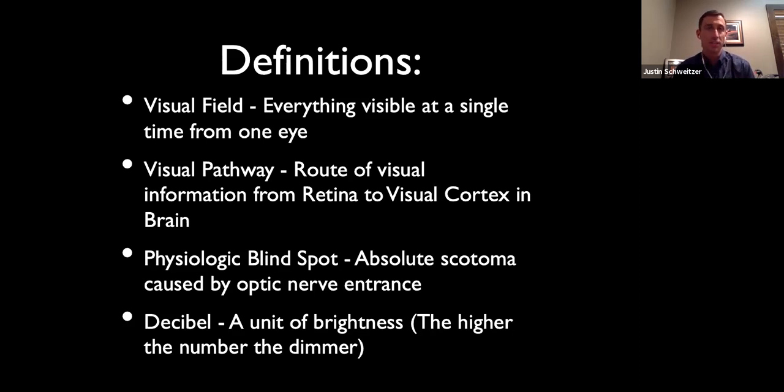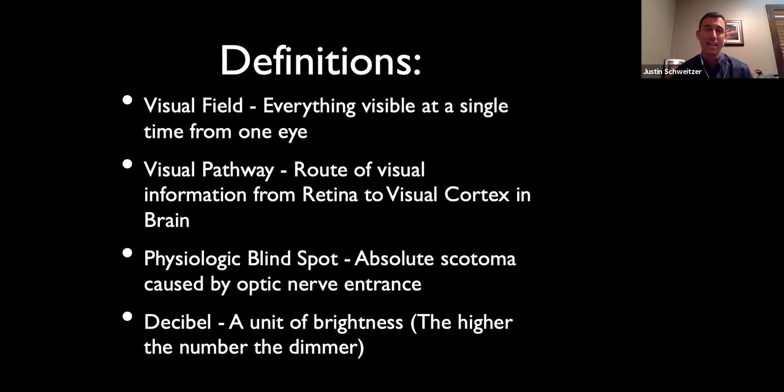Whenever you do a visual field, it doesn't matter if it's an Amsler grid, confrontational fields, or your Humphrey fields, you've got to have one eye covered, switch it, and then the other eye covered. The visual pathway, we'll talk a little bit about that. That's more neurological. It's the route of visual information from the retina to the brain. The physiological blind spot, you find that in every single patient that we do a visual field on. It's the optic nerve head, and you're going to see that defect, that scotoma, on every single visual field as long as it's done correctly.